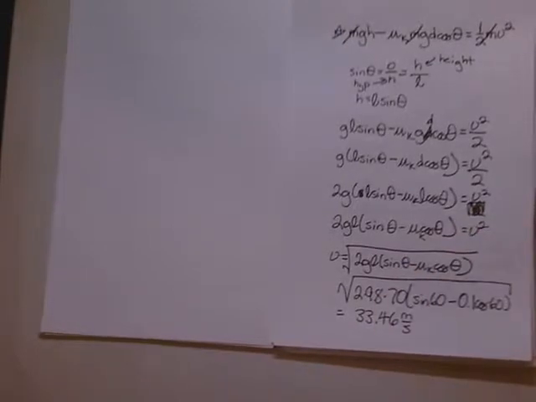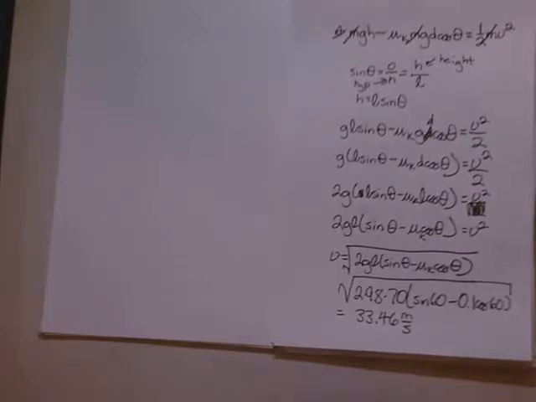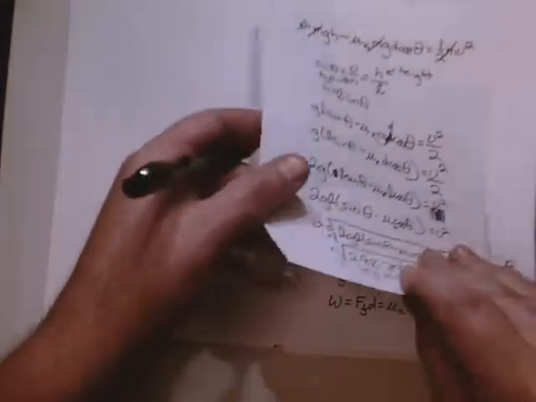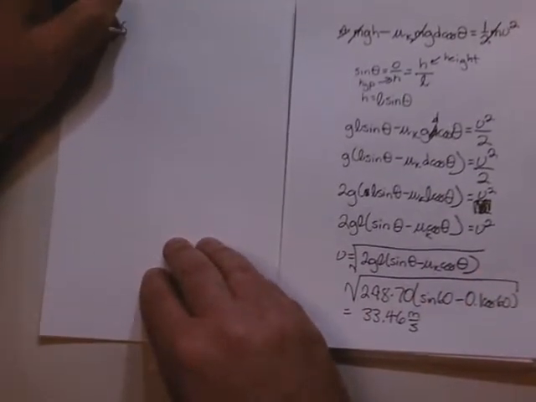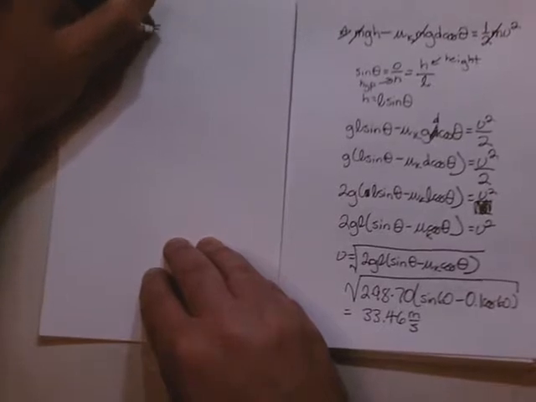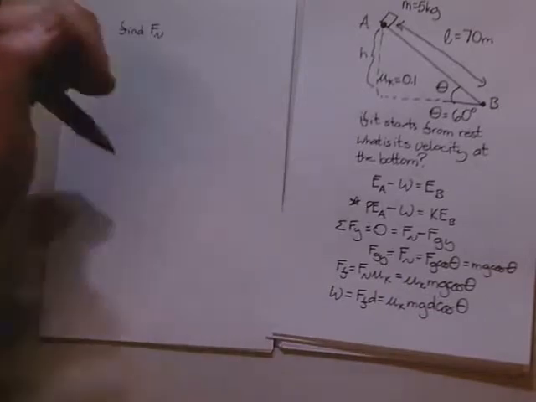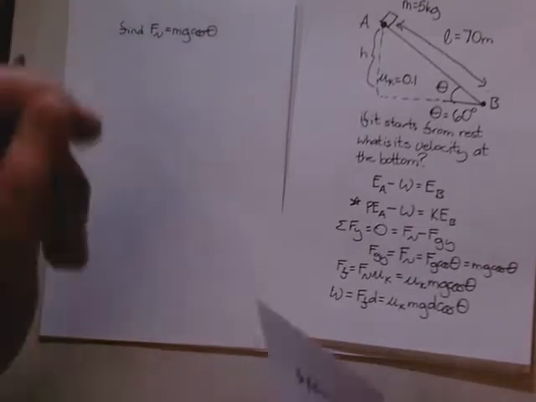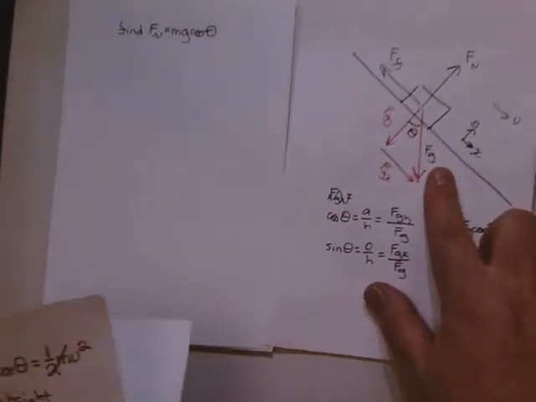Okay. Now what we're going to do is we're going to do the same problem. But instead of using equations of energy, we're going to use equations of motion. Now, the first step for using equations of motion is find the normal force. And we did that here. We found that the normal force is mg cosine theta. And we figured out that it's mg cosine theta because we used this force diagram.